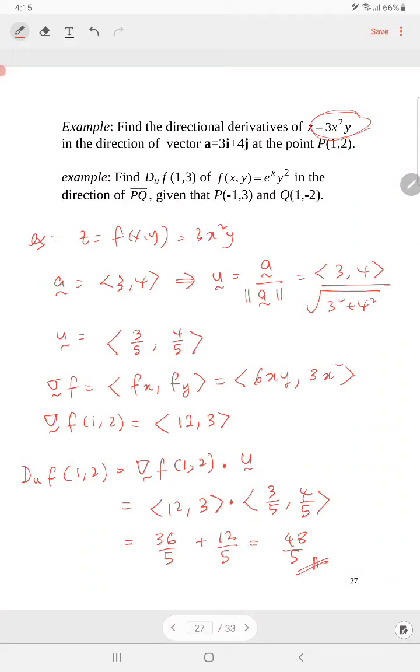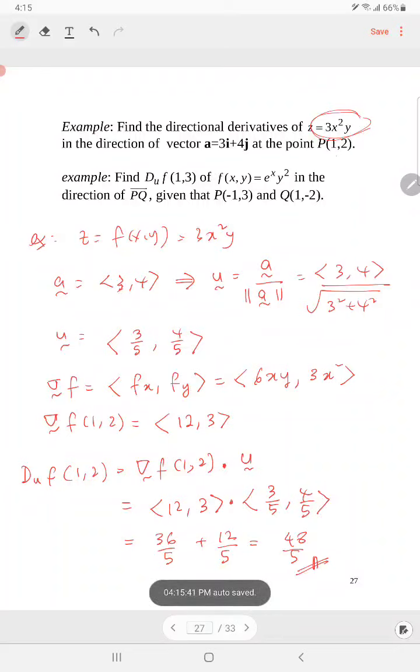So the technique is we have to have a unit vector in the same direction as a. So divide a by its magnitude, get the gradient of f, and then dot the two vectors. Then you get the directional derivative.